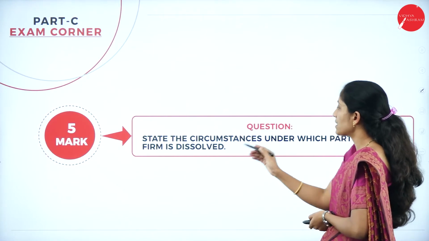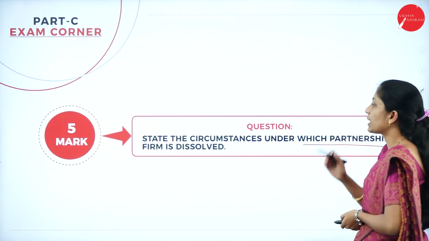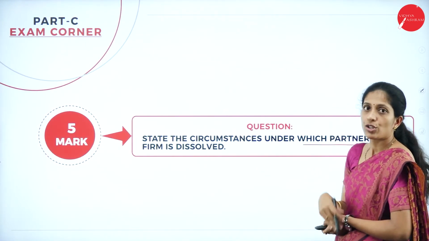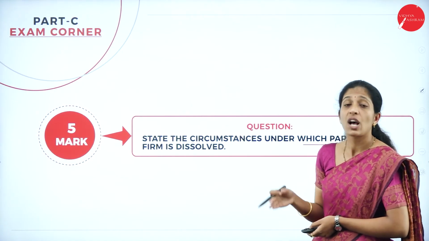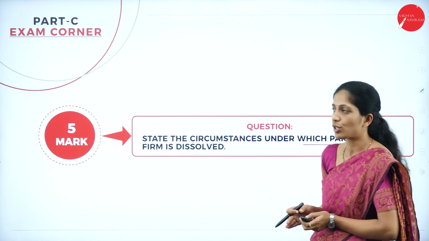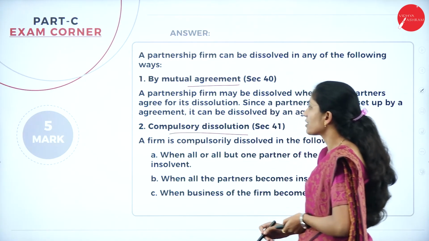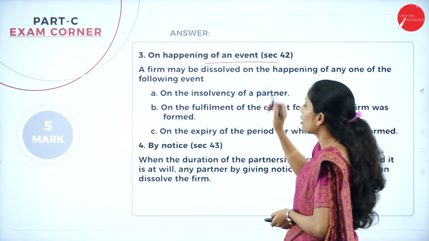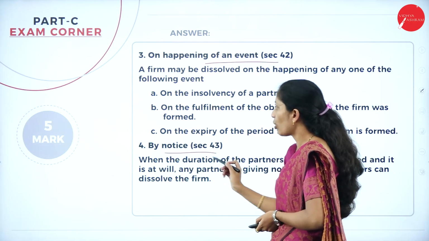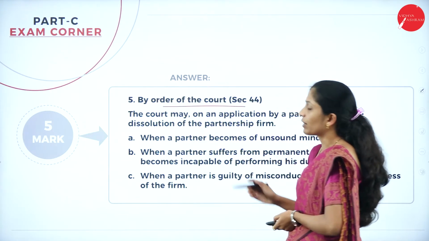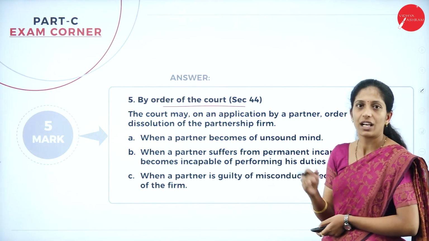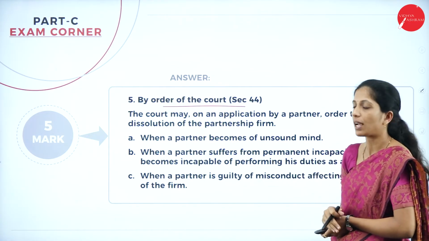And the next question is, state the circumstances under which the partnership firm is dissolved. You can give any 5 reasons where the partnership firm is closed. It may be by mutual agreement, or by compulsory dissolution, or by the happening of an event, or by notice, or by order of the court. You can write any of the 5 items. That is for 5 marks.